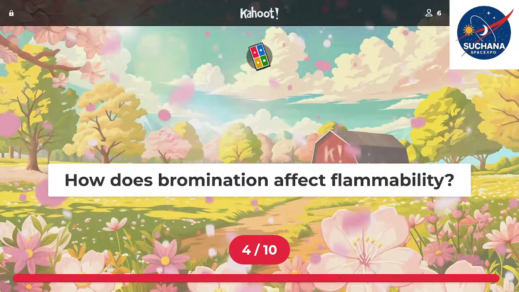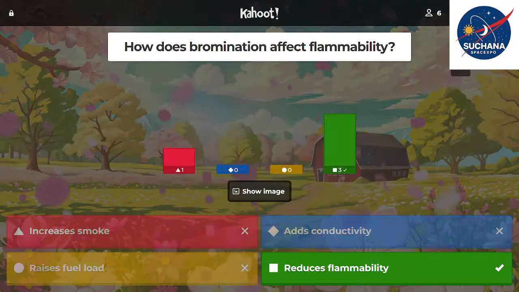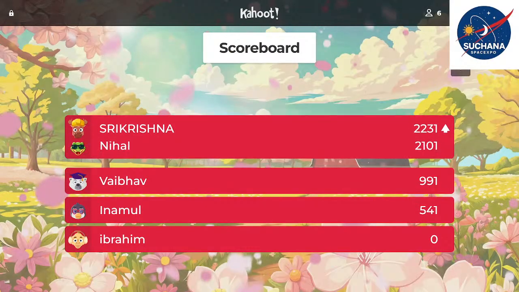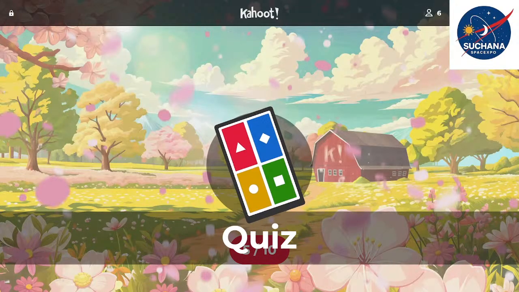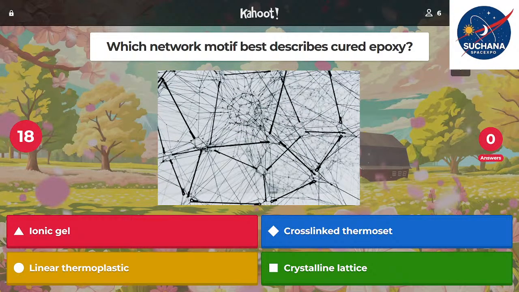How does bromination affect flammability? A. Increases smoke, B. Adds conductivity, C. Raises fuel load, and D. Reduces flammability. Which network motif best describes cured epoxy? A. Ionic gel, B. Cross-linked thermoset, C. Linear thermoplastic, D. Crystalline lattice.